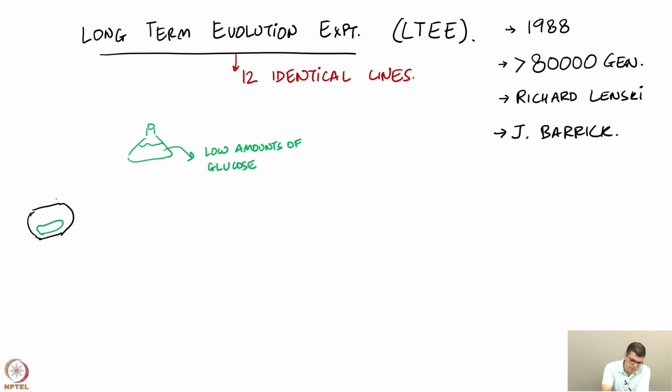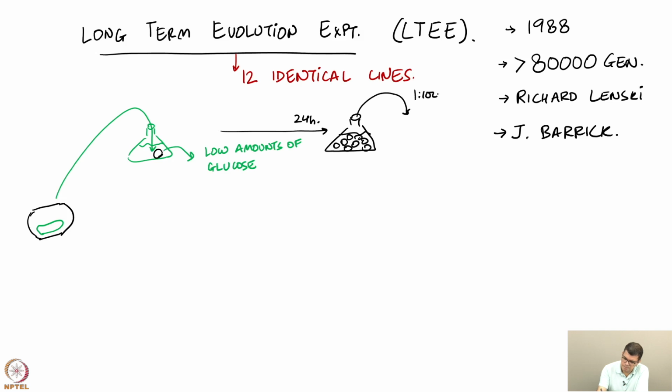And this ancestor was placed and growth was allowed to happen in this flask for a period of 24 hours, after which the flask would have lots of individuals present in them. And then a 1:100 dilution would take place to a fresh flask which contained the same media as the one that was started with. And that is pretty much the entire experiment, and this process has been continued on since Feb of 1988.